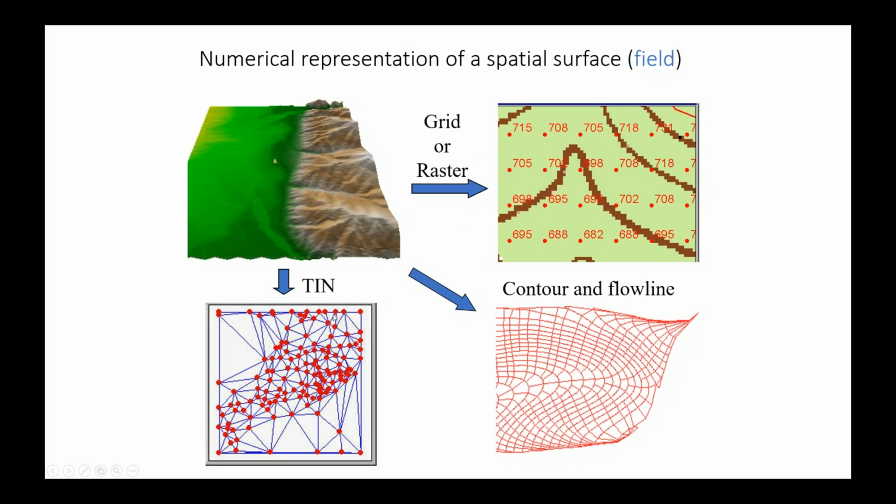A triangulated irregular network uses randomly or irregularly located points and then fits triangles in between them, interpolates the points between them to effectively represent a surface. And then there's a contour and flow line model that could also represent the surface in terms of contours and flow lines. In this class, we're only going to be working with the raster data. The contour and flow line model was actually published in some hydrology work in Australia, but doesn't have an ArcGIS implementation.